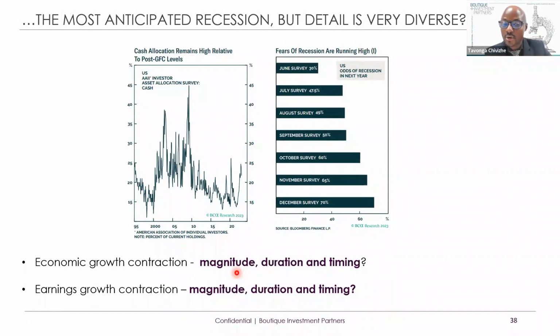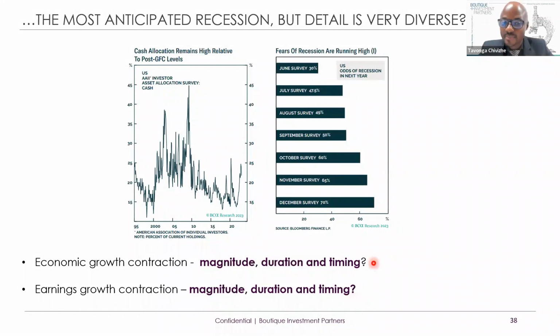Is it just a growth slowdown? Is it a soft landing? Is it a hard landing? What is a soft landing? What is the asset allocation for a soft landing? There is no common answer around that. How long will that last? When is it going to happen? What is the effect on earnings? Is it a sharp earnings contraction, a deep earnings contraction? How long will those earnings be in contraction? When will it start? When will it end?